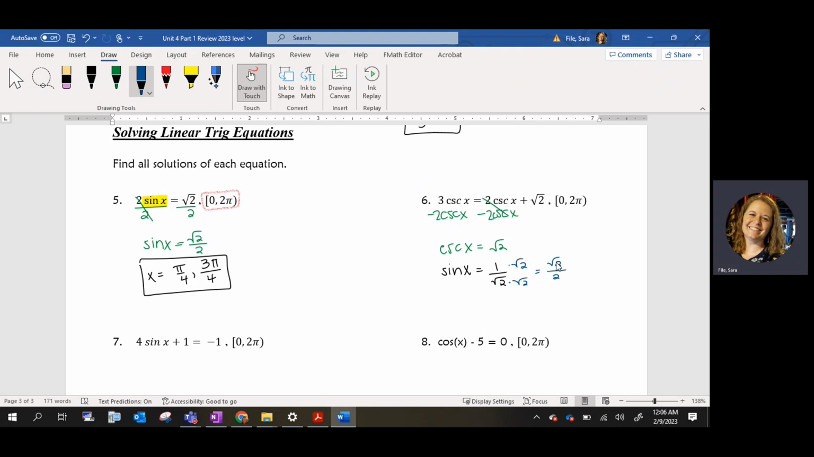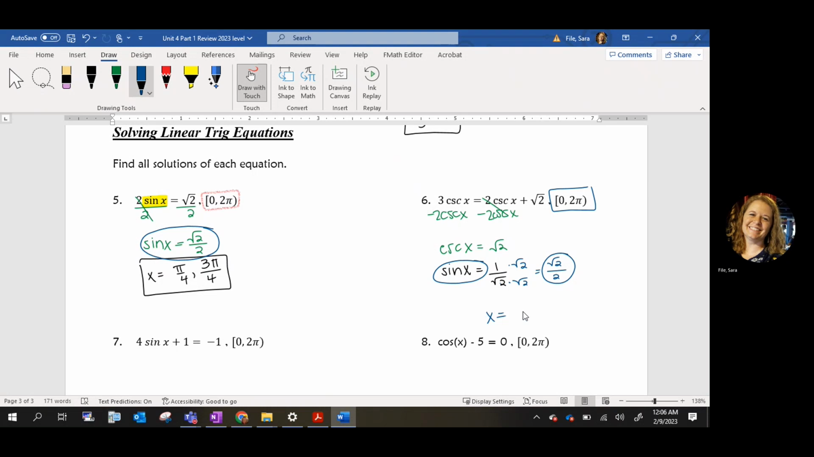That's a value I should recognize. Hey, that's actually the same as this problem. Sine of x equals root 2 over 2. So our answers are going to be the same because it's on the same interval here as well. So that again will be pi fourth, 3 pi fourth.